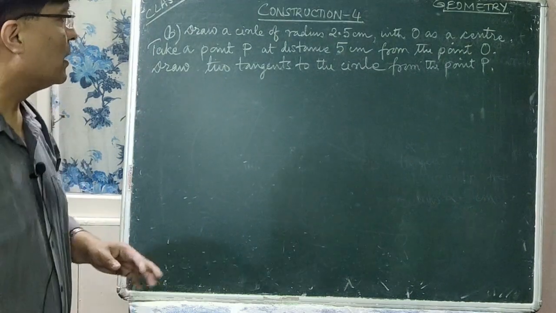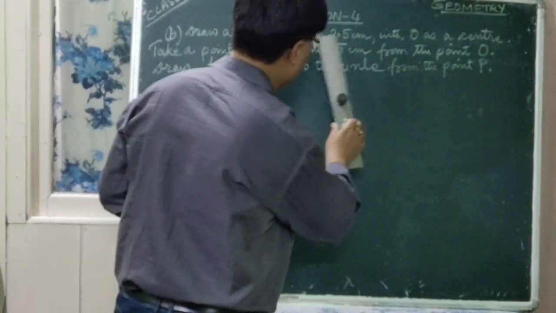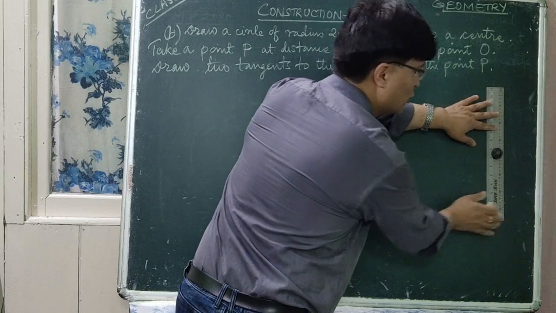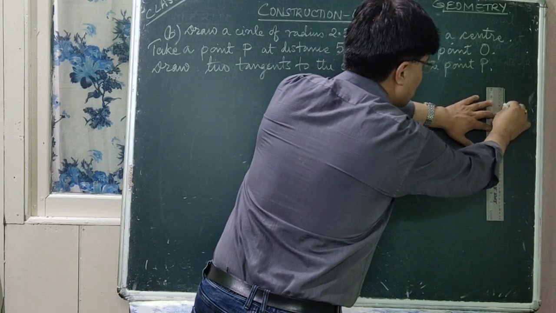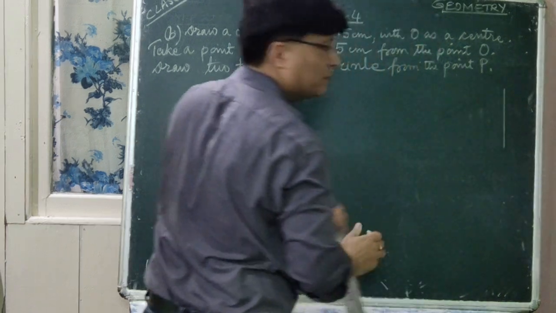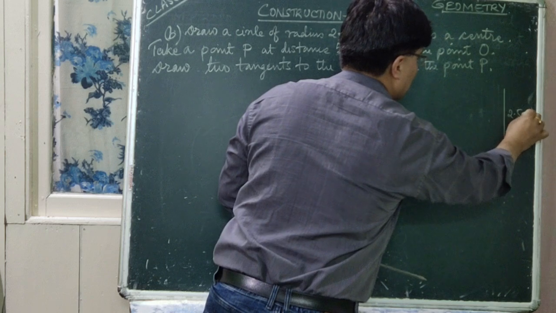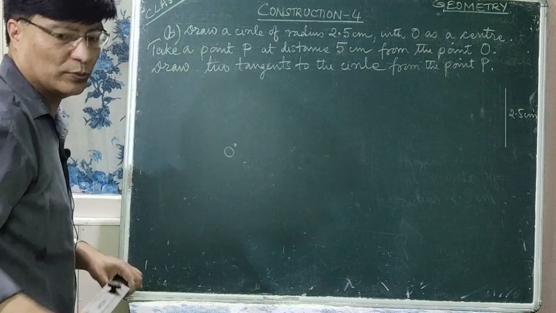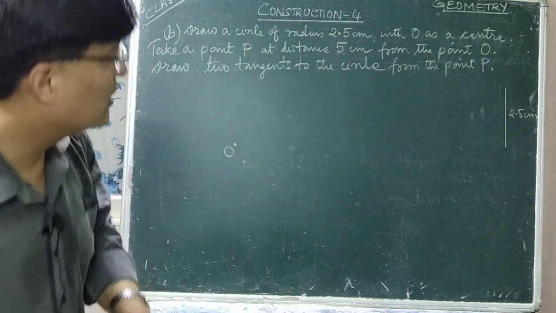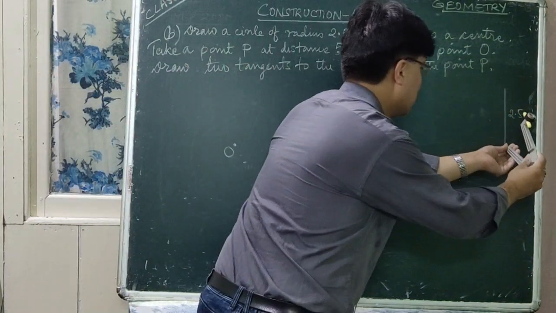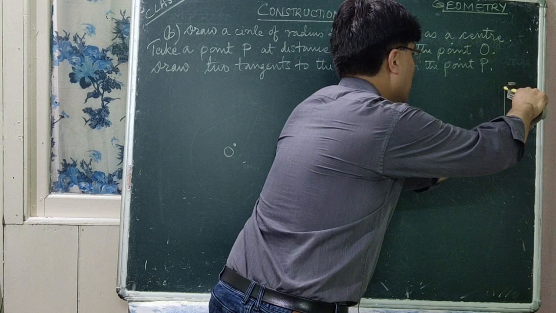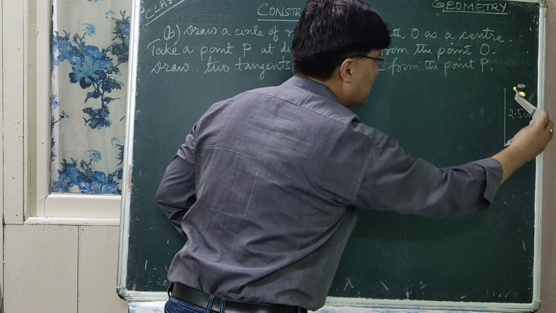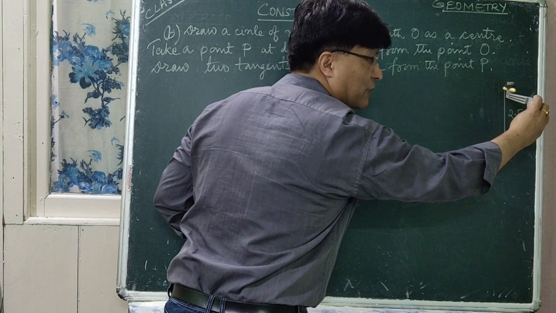Now let us draw here this 2.5 centimeter length. Let us draw a straight line with length 2.5 centimeter. Suppose this is 2.5 centimeter, and this is the center of the circle, that is O. Now measure this length. So we have measured this length with the help of the compass. The pointed needle is kept at this point, and we have measured this length of 2.5 centimeter.